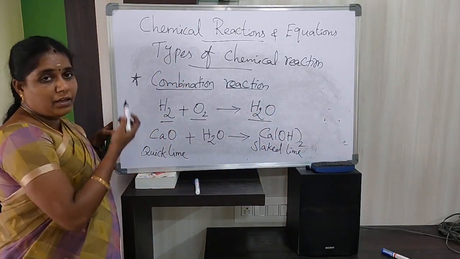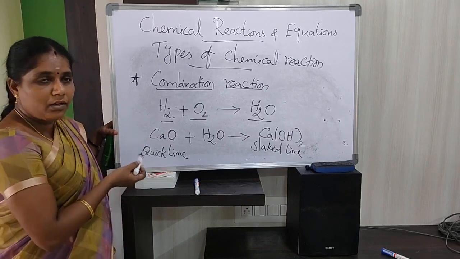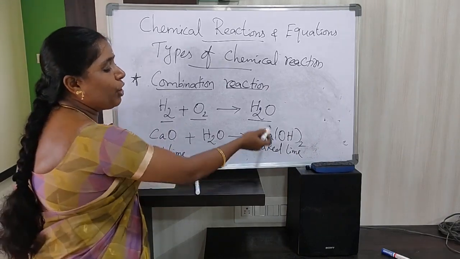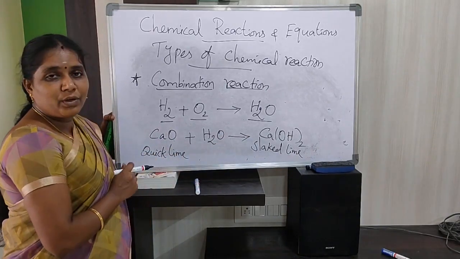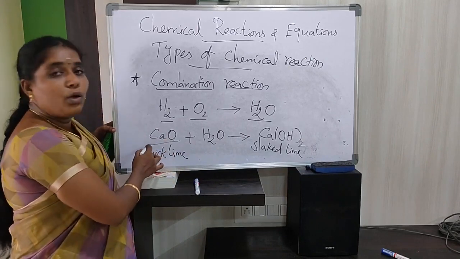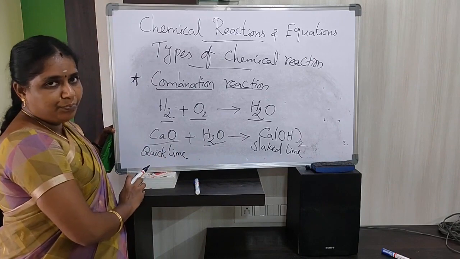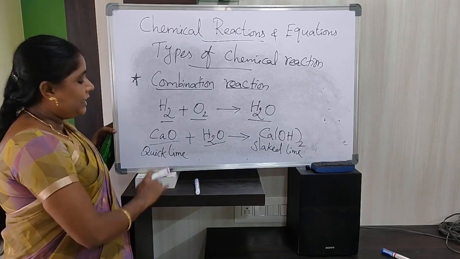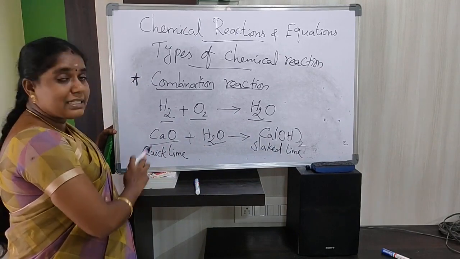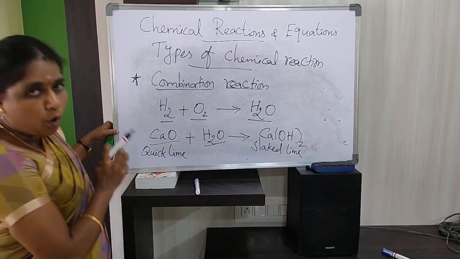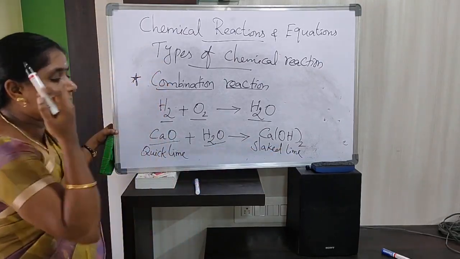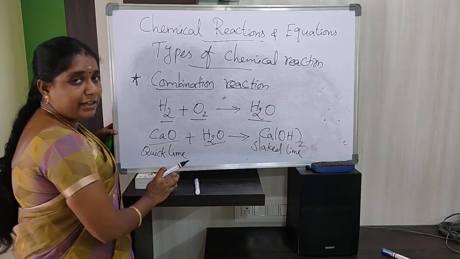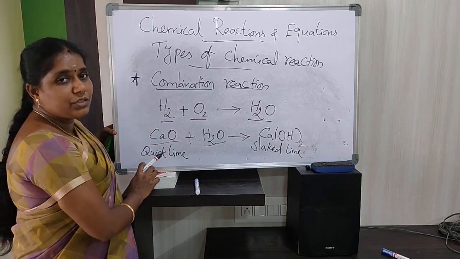In your examination, they may ask one question: what happens when quicklime is added to water? Listen carefully once again. When quicklime is added to water, it forms slaked lime. The chemical name of quicklime is calcium oxide. What's the chemical name of slaked lime? It is calcium hydroxide. So quicklime combines with water to form slaked lime. This is one example of a combination reaction.